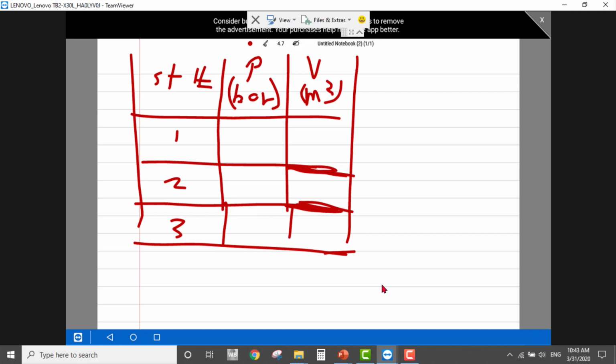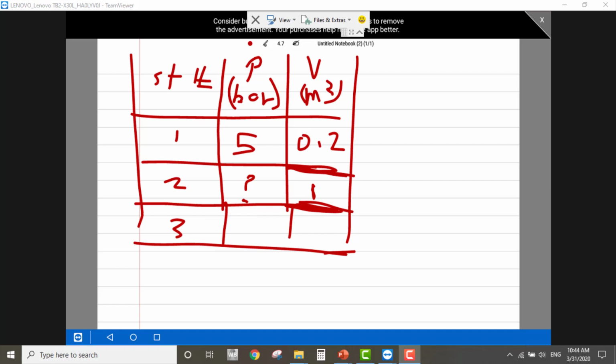So P1: process 1 to 2 is expansion, so volume will increase. P1 is given to be 5 bar. But P2 till now is unknown. We'll see if it's mentioned in the other process. V1 and V2 are again given: V2 equals 1 and V1 equals 0.2. This is for process 1 to 2.